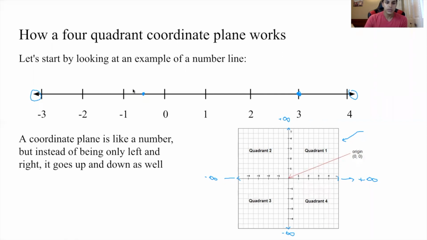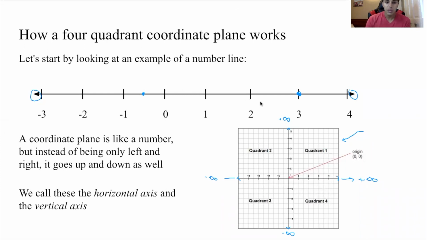And some useful terminology to know is that the number lines that run left and right and up and down, we have names for them. We call them the horizontal and vertical axes. Now, horizontal means level with the horizon, essentially. And so level would be running left and right. And then vertical would be the other direction, which is up and down. So we call these the horizontal and vertical axes.